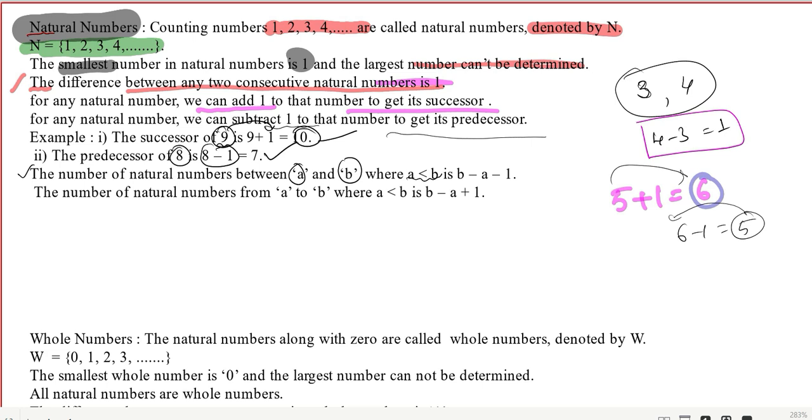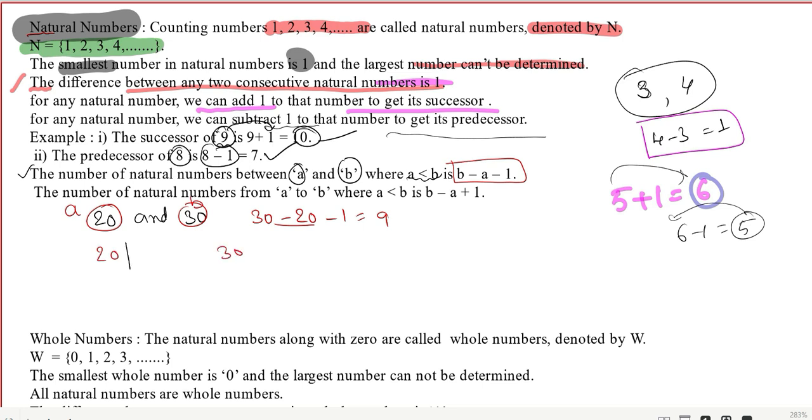Let us take an example. Suppose we are asked to find the number of natural numbers between 20 and 30. Taking 20 as a and 30 as b, the number of natural numbers between a and b is b minus a minus 1. That means 30 minus 20 minus 1. 30 minus 20 is 10, 10 minus 1 is 9. So between 20 and 30, we have 9 natural numbers.